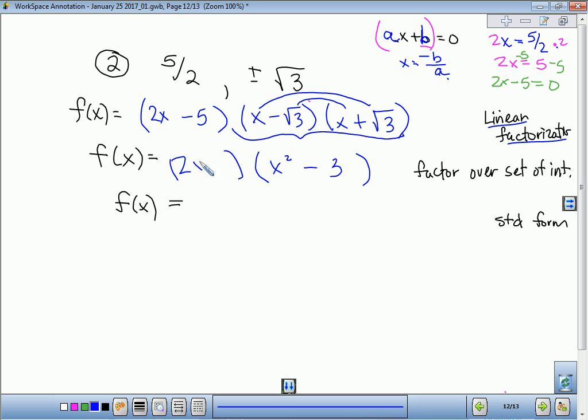So this is what we would call the completely factored over the set of integer form. See how we're kind of going backwards from what we just did? And then to go to standard form, I'm going to multiply this in the order that will take me from greatest degree to lowest degree, because then I don't have to rewrite it. So I'm going to start with these two, because that makes a cube. And then I'm going to do the squared. And then I'm going to do the linear. And I'm going to round it out with the constant. And that is standard form.